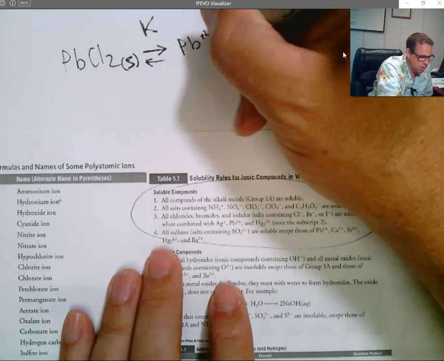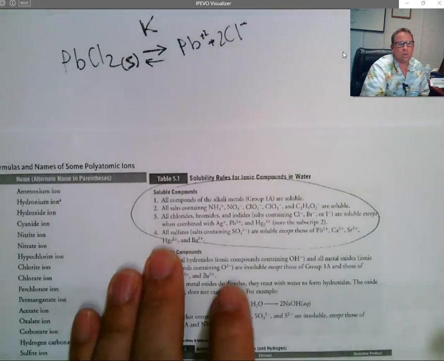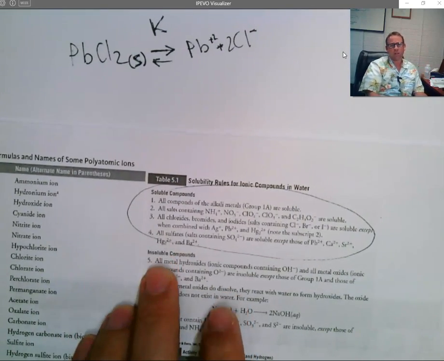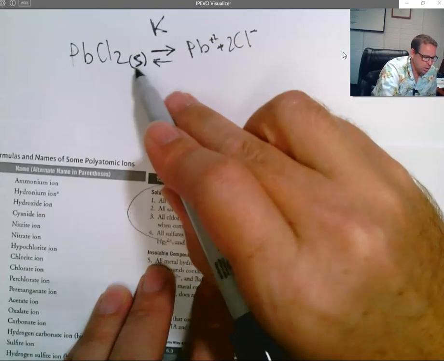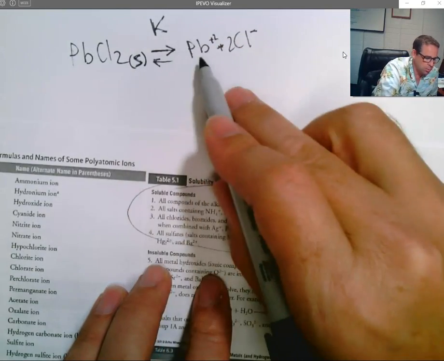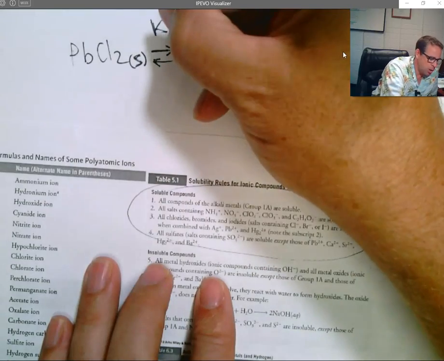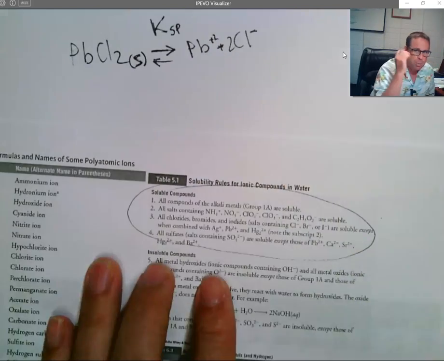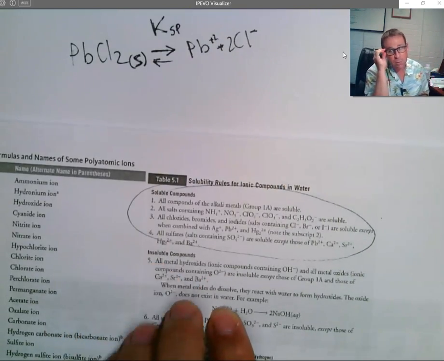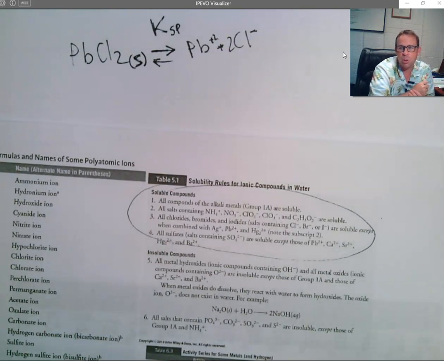to what degree this dissociation will occur, right? It'll tell us to what degree this solid becoming soluble will occur. And we call that K a KSP, where SP stands for solubility product. Solubility product.